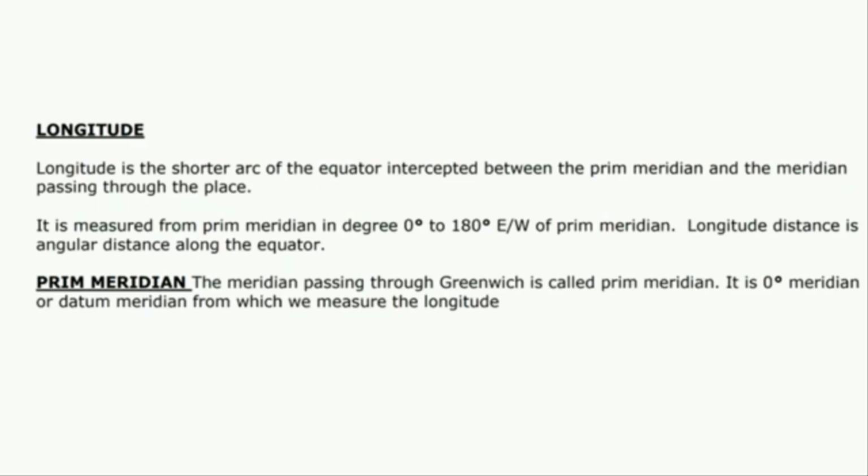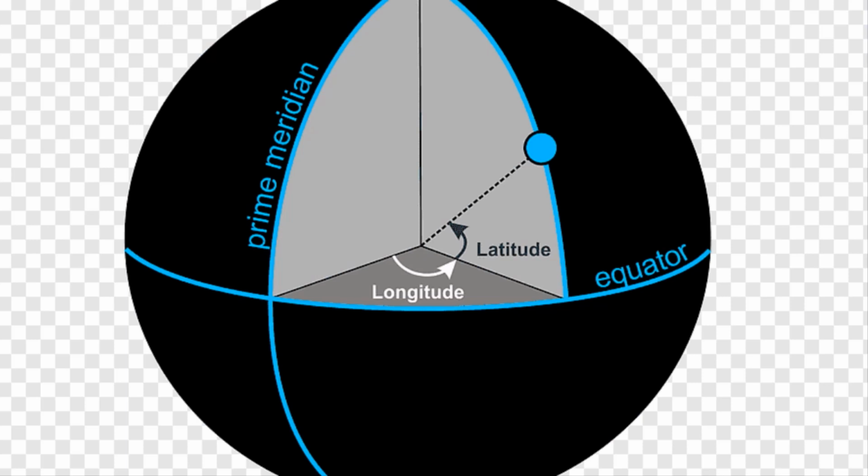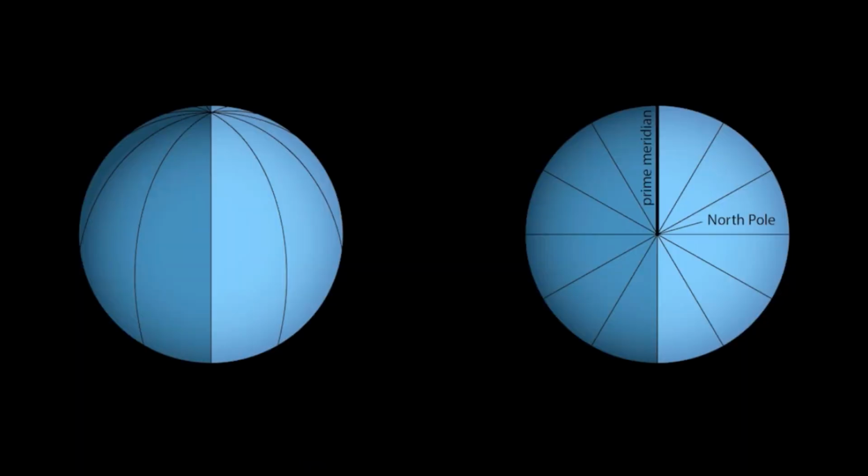Now, the prime meridian. The meridian passing through Greenwich is called the prime meridian. It is the 0 degree meridian or datum meridian from which we measure longitude. Longitude of any place is the shorter arc along the equator between the prime meridian and the meridian of the place. The angle is measured east or west from the prime meridian. The meridian which is 180 degree from the other meridian is called the anti-meridian.